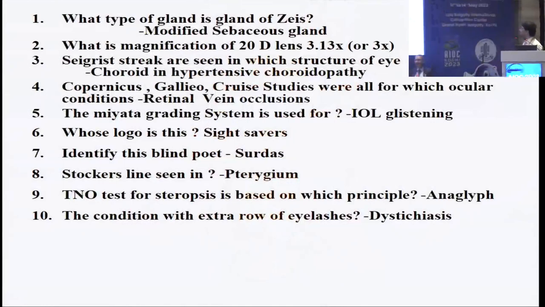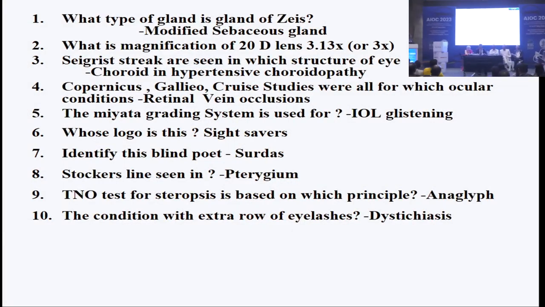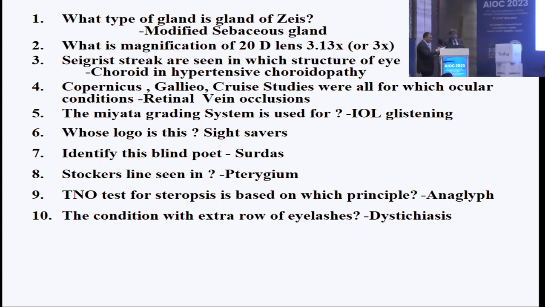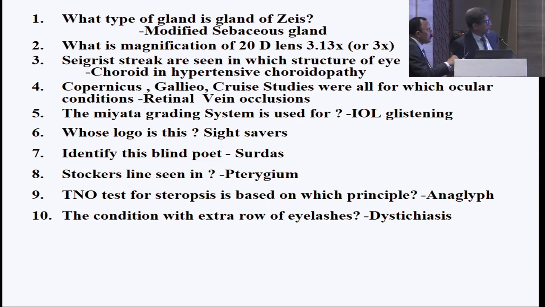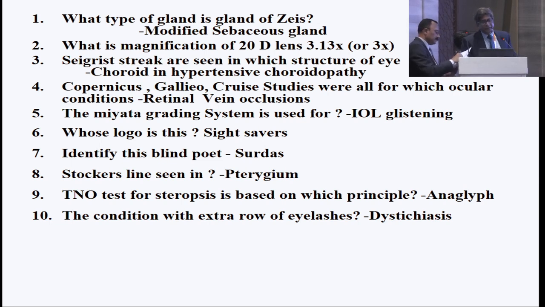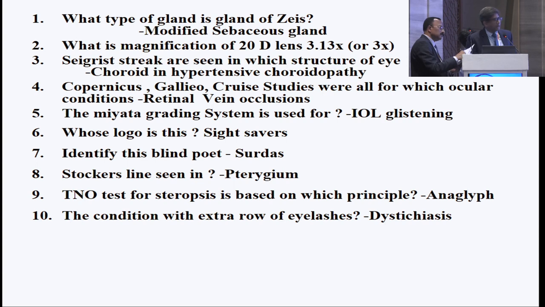So gland of Zeis is a modified sebaceous gland. Wrong. Magnification of 20D lens three times is right. He said three. Right. Siegrist streaks are seen in choroid in hypertensive choroidopathy. Copernicus is the retinal vein occlusion study, you said CNVM, wrong, minus for that. Miyata grading system is for IOL glistenings.